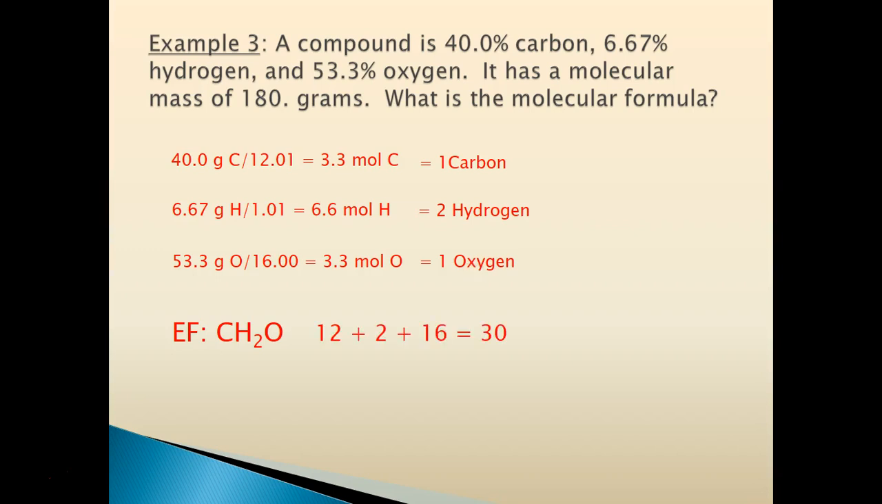I do 12 plus 2 plus 16 for carbon, 2 hydrogens, and oxygen, and I get a mass of 30. So my molecular mass is 180 grams, which is 6 times greater than 30. So I have to take all the subscripts in my empirical formula and multiply them by 6. So my molecular formula becomes C6H12O6, or the formula for glucose.